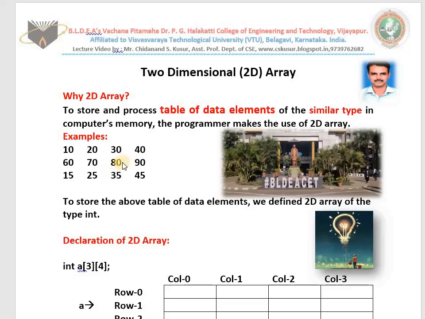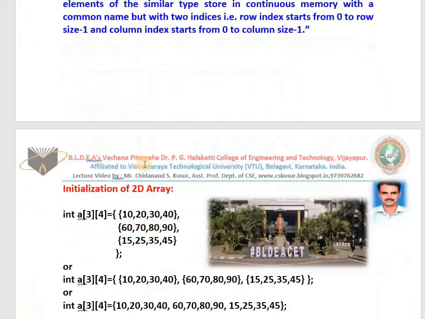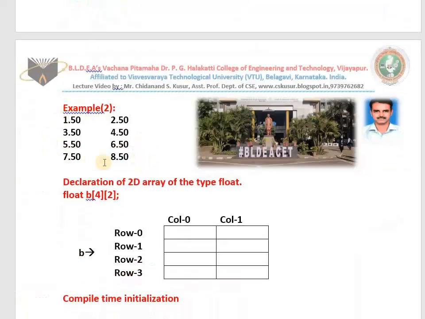I hope you understood. I give one more example. Someone will tell you that, can you store these values in memory? This is also a table. In this table we have 4 rows and 2 columns. One more thing you can see in this table. What is that, do you know? All the values are of the type float only. That means you can use 2D array to store these values.